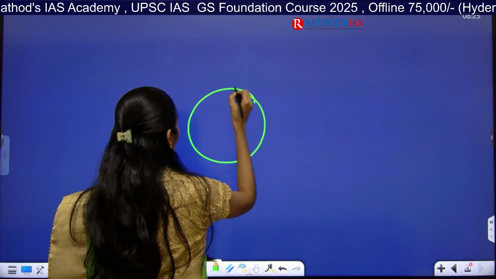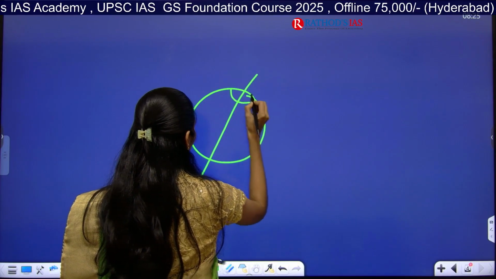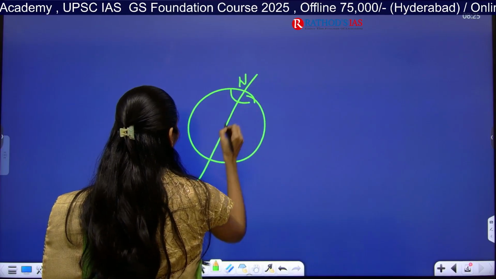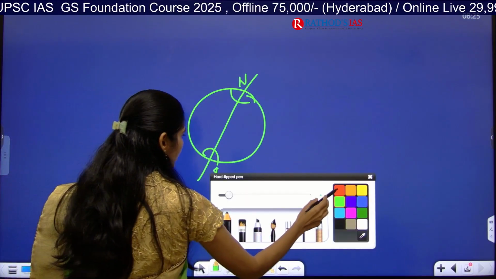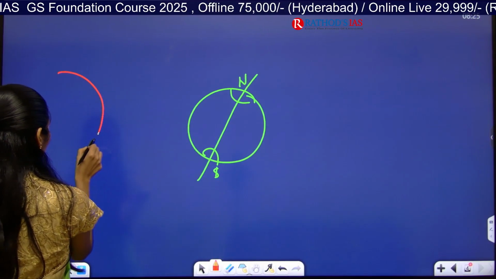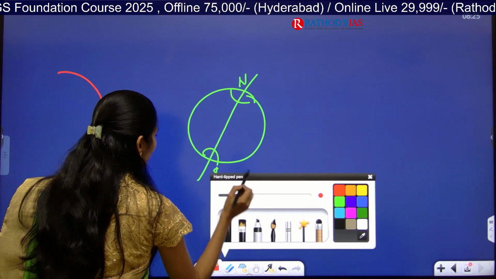So this is our earth which has an inclination. This is our north pole and this is our south pole. So let us take this as the sun. This is our sun.